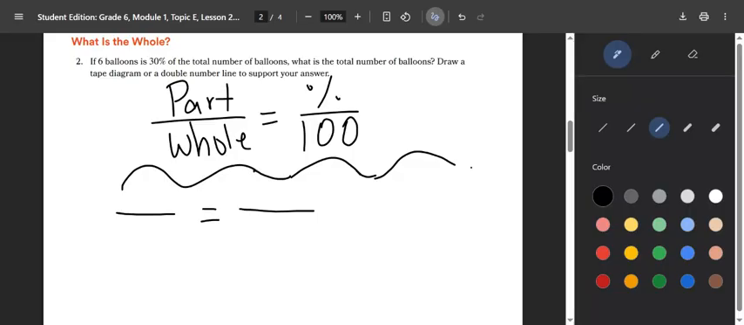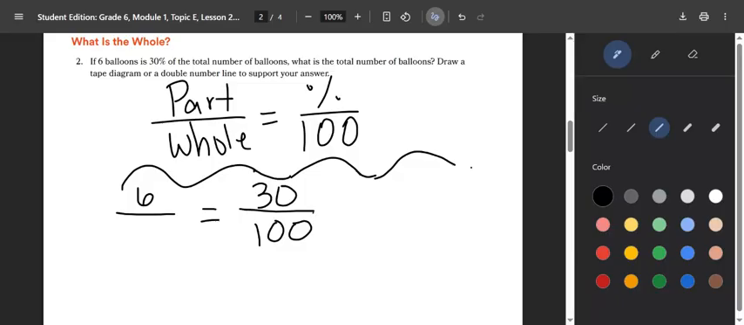All right, so what do we have? We have 6. It says 6 balloons is 30%. So 6 balloons is not 100%. 6 balloons is only 30%. So that's only part of the 100%. So 6 goes where part goes. And then 30 is the percent, and it goes over 100. Remember, in this model, 100 is always going to be in the same spot. That is always given. Then you'll be given 2 other parts, and you'll have to find the third part. And in this case, it's the whole. All right, so now it's time to cross multiply and divide.